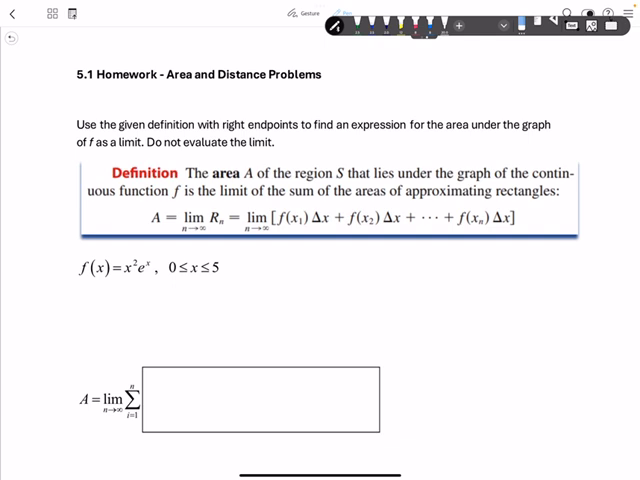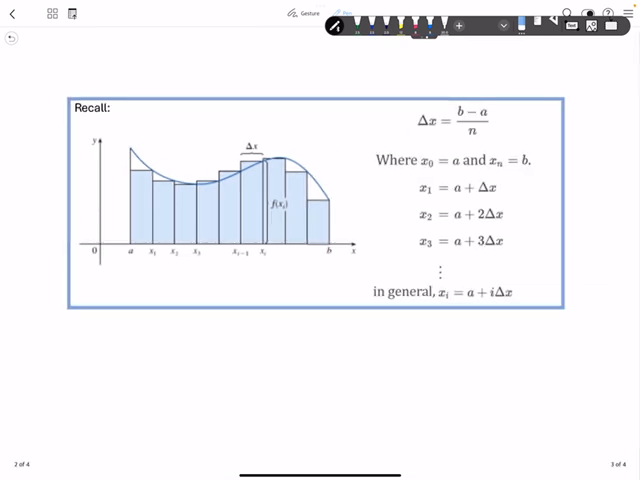The definition says that the area A of the region S that lies under the graph of the continuous function f is the limit of the sum of the areas of approximating rectangles. So that is, the area is equal to the limit as n goes to infinity of the right Riemann sum. All right, so before we jump in, let's quickly remind ourselves of a few definitions here.